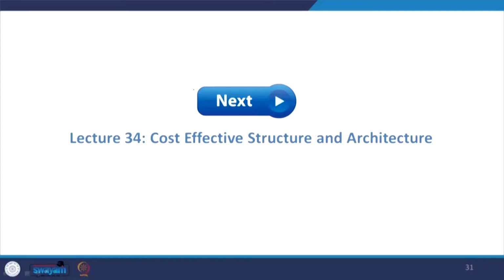So, with that, we will discuss in one lecture cost effective structure and architecture. Where we will discuss again how to make the structure cost effective, even without compromising on all these threats. So, basically how to make your building earthquake resistant or flood resistant with low cost technology, even for rural housing, that we will be discussing in the next lecture. So, that is the upcoming lecture, which is lecture number 34, cost effective structure and architecture.